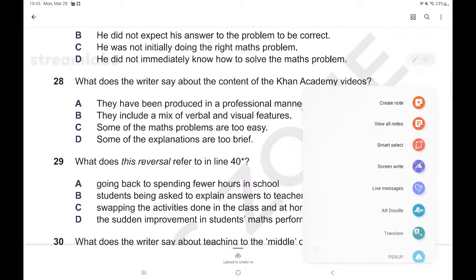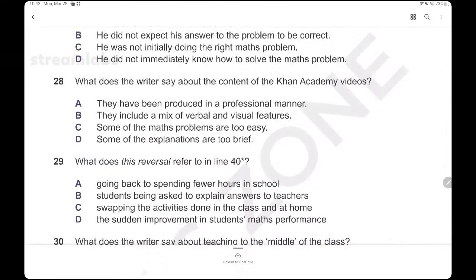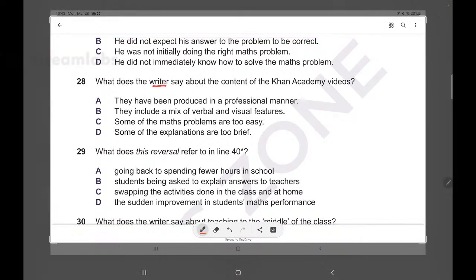This question is about the content. Okay, that's very important. What does the writer say? So we are looking for a writer's opinion about the content of Khan Academy videos. They have been produced in a professional manner. So how they were produced? Professionally, yeah? They include a mix of verbal and visual features. This is about what does it include, ingredients of the content, yeah?